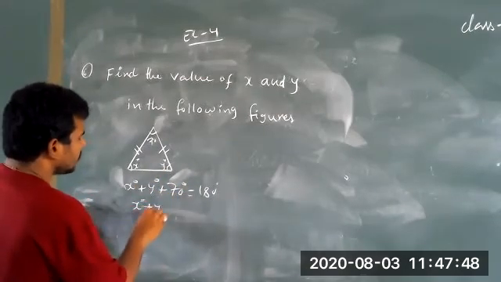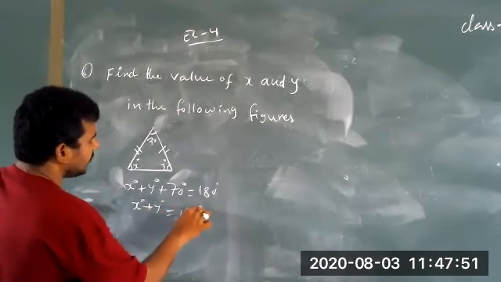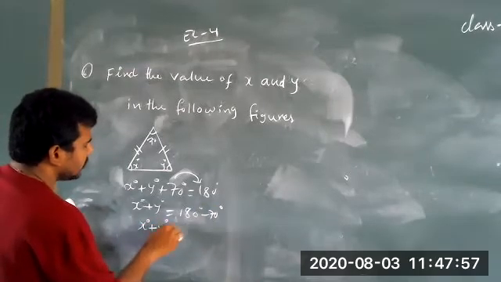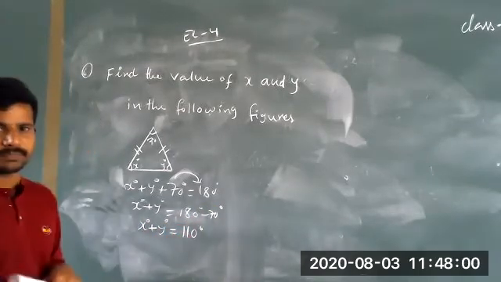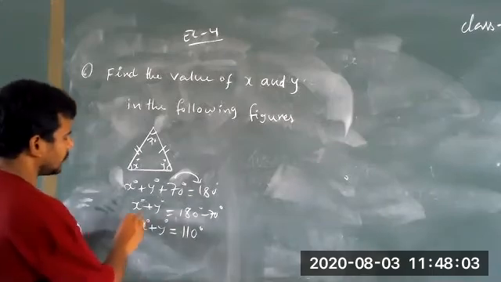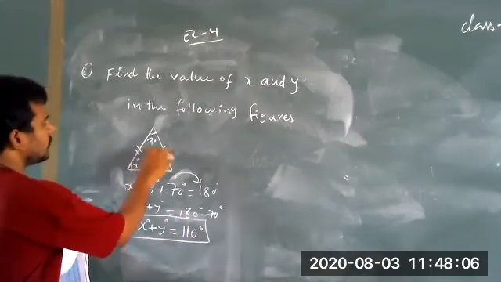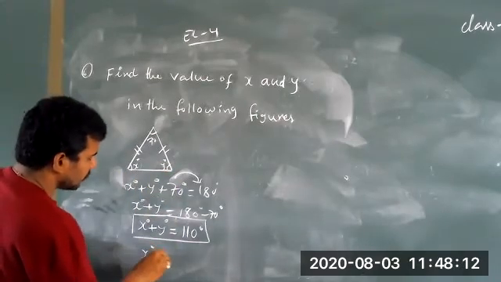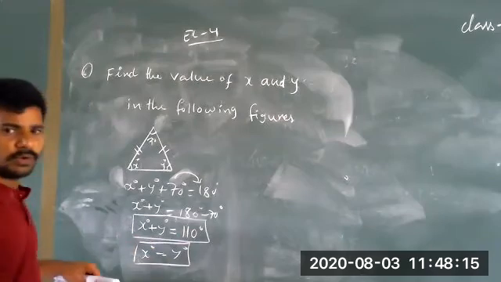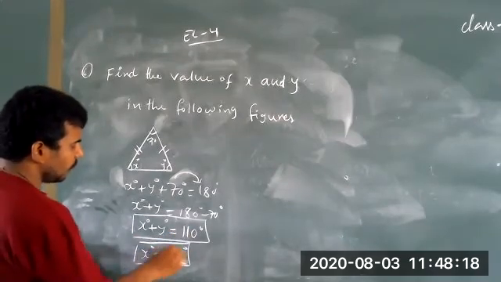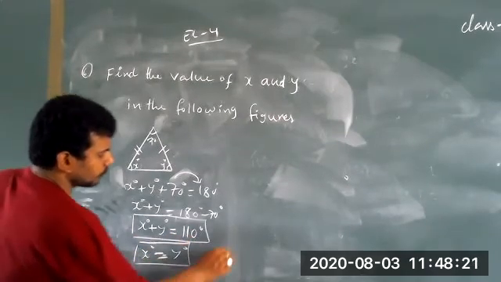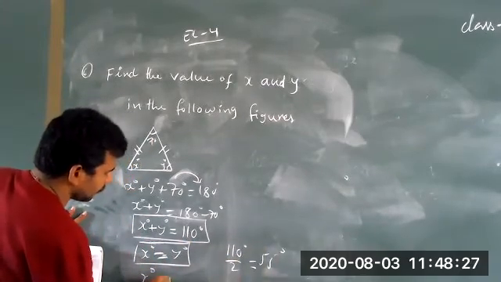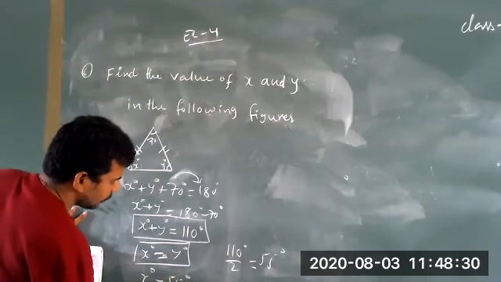So x degrees plus y degrees equals 180 degrees minus 70 degrees. X degrees plus y degrees is equal to how much? 110 degrees. But these two sides are equal, meaning x degrees is equal to y degrees. So both are equal, meaning 110 by 2. How much, children? 55. That means x degrees is equal to 55 degrees and y degrees is also 55 degrees.